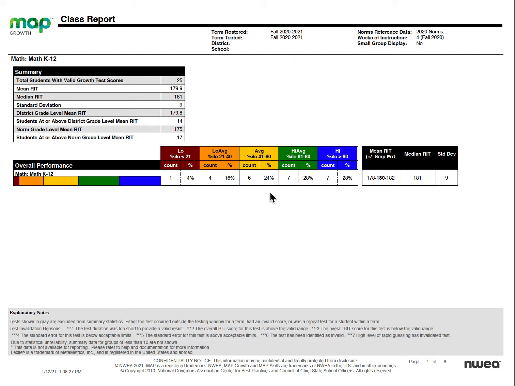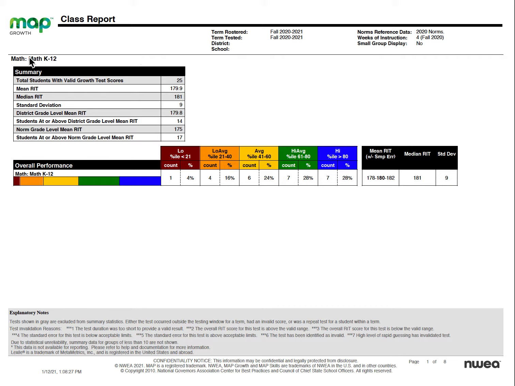Hello, my name is Monica Dietz, and today we are going to talk about how to use the class report to inform your instruction. Our example report is from a second grade class in the area of math.